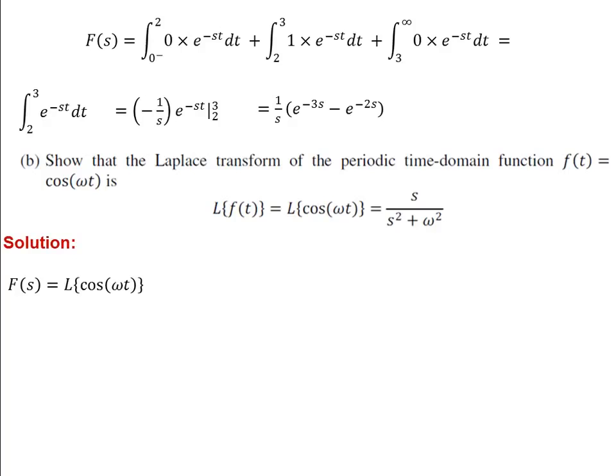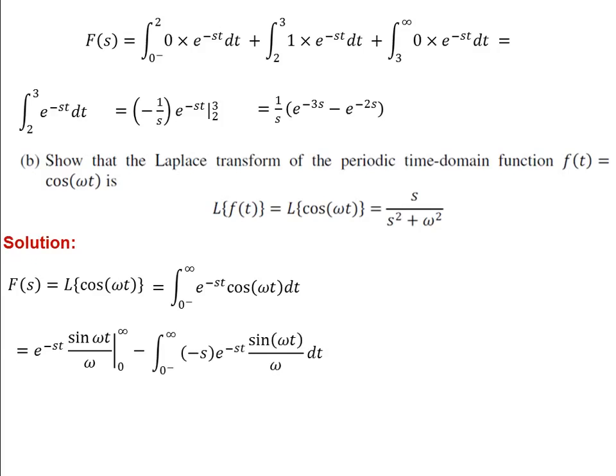So using the definition of the Laplace transform, we know that the Laplace transform of function cosine omega t is the integration from 0 to infinity of e^(-st) cosine omega t dt. To solve this integration, I use integration by parts by defining u and v as e^(-st) and cosine omega t. I have the first part of the integration by parts as e^(-st) sine omega t over omega from 0 to infinity, minus the integration of minus s e^(-st) sine omega t over omega dt.